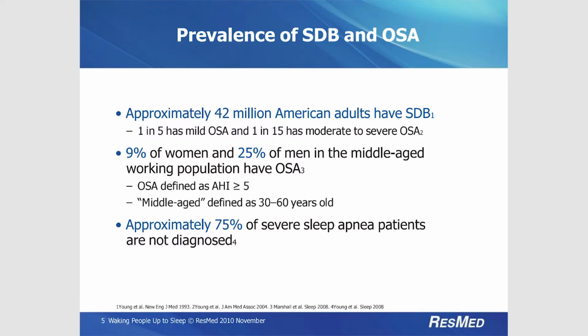Sleep apnea is defined by what we call an AHI, which stands for apnea-hypopnea index. That's basically the events per hour that someone stops breathing or has shallow breathing during the nighttime. So when you talk to your physician about your sleep study and the severity of your sleep apnea, we'll be talking about the AHI for the severity. And approximately 75% of severe sleep apnea patients are not diagnosed. Okay?